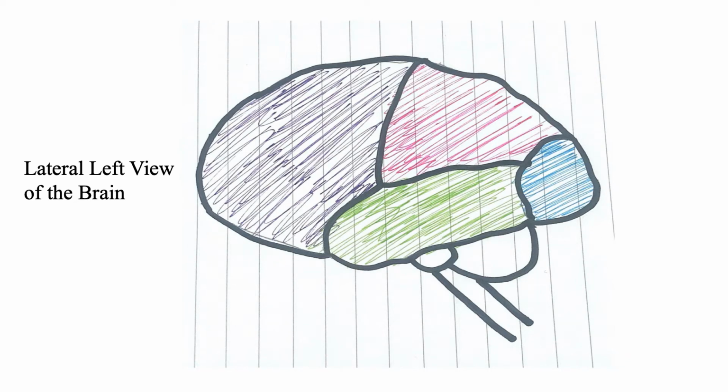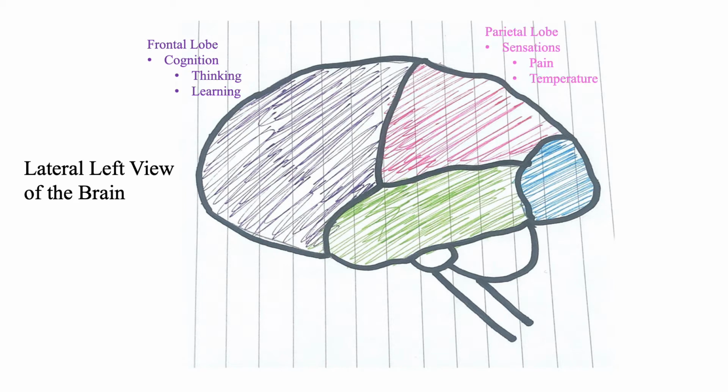So here we have the lateral left side of the brain. Lateral just means side in simpler terms. So first in the brain we have the frontal lobe, which most people know about. It's in the purple, and it's known for cognition, which plays a role in thinking, learning, language abilities, problem solving, and decision making, just to name a few.